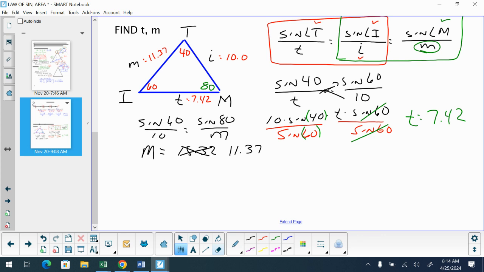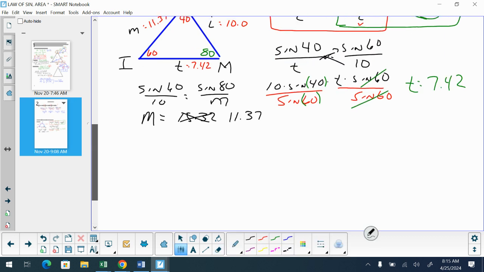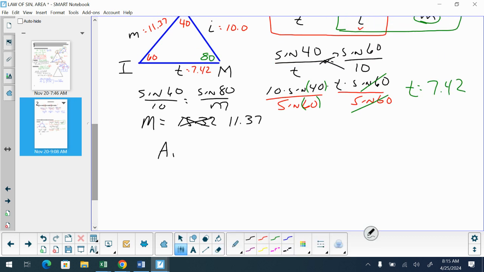Okay. Now, the last part of this is we're going to calculate the area of this triangle. This section over here, I want you to use angle T to calculate the area. Middle section, you're using angle I to calculate the area. Over here, last section, you're using angle M to calculate the area. So you have angle M, angle I, angle T. I want you to calculate the area.